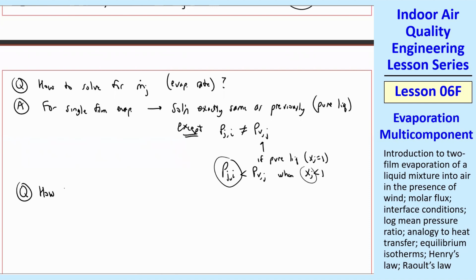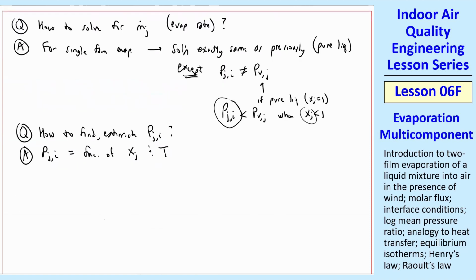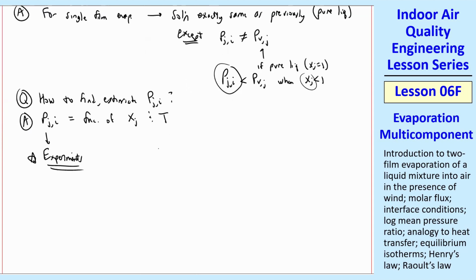The next question is how to find or estimate PJI. Well, it turns out that PJI is a function of xj and temperature. We're going to assume we're always at atmospheric pressure. That will make a little bit of difference too. So we will use experiments to find this. So here's how you set up the experiment.